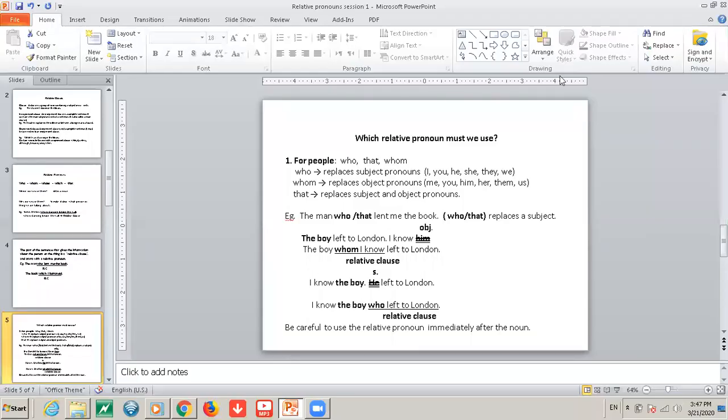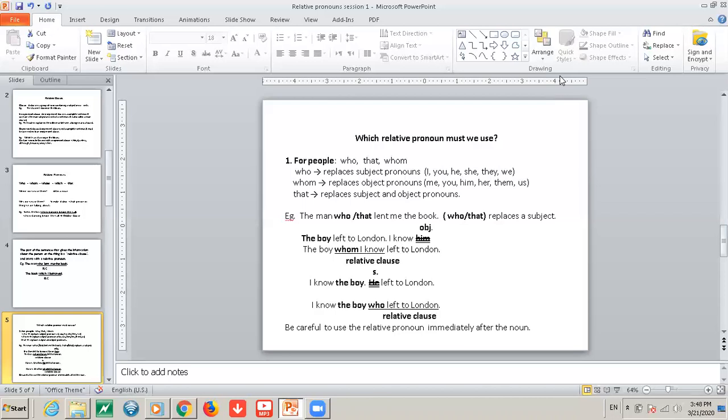Let's now have a look at which relative pronoun we must use in each case. Now, for people, we use the relative pronouns who, that, and whom. Who replaces subject pronouns like I, you, he, she, they, and we. Whom replaces object pronouns, be careful, object pronouns like me, you, him, her, them, and us. That replaces subject and object pronouns.